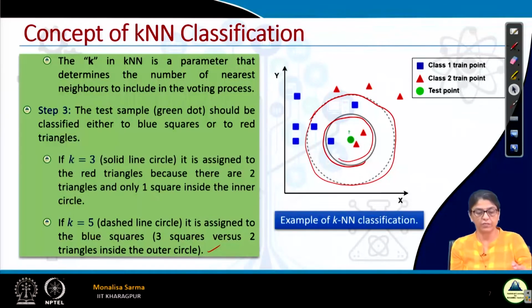Okay. So, when we considered k equal to 3, which class had more representation? The red class had more representation: it has 2, and the blue class had 1. And when we considered k equal to 5, our blue had 3 representations and red has 2. So, our test data will go to blue.